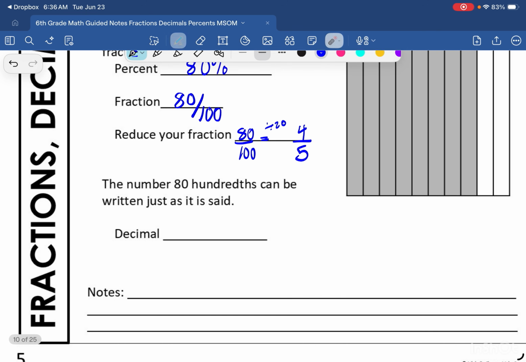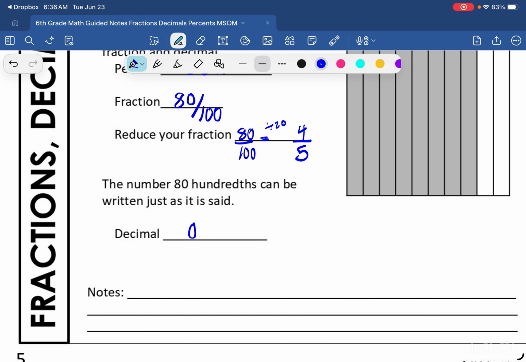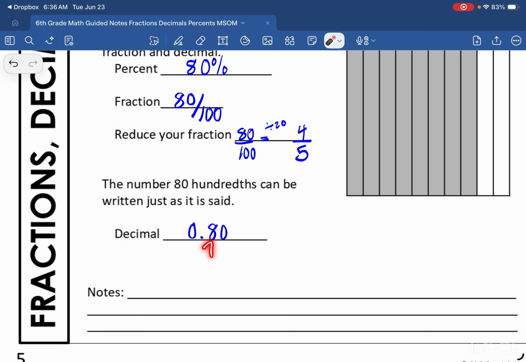The number 80 hundredths can be written just as it is said. So remember, 80 hundredths would be 0.80 because this is the tenth and this is the hundredth. So we would write 80 hundredths.